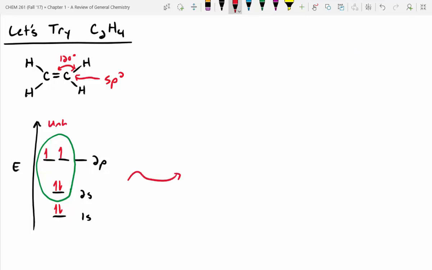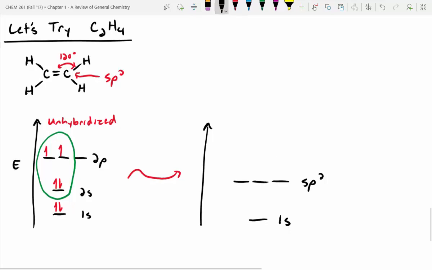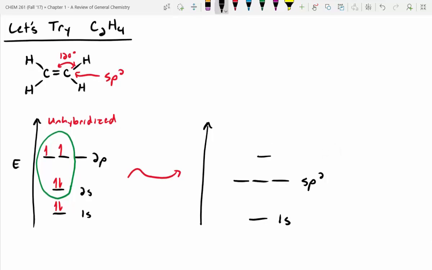So this one's unhybridized. We're going to go over here and we're going to hybridize it. All right, so now we've got this one s orbital that's untouched. We've got a new set that's sp2. And that has to have three orbitals because we've hybridized three total orbitals. And then this 2p must be left over. And again, we still have 6 electrons, so I'm going to go 1, 2, 3, 4, 5, and then here's the tricky part. We don't start pairing right away. We actually will fill the p orbital.